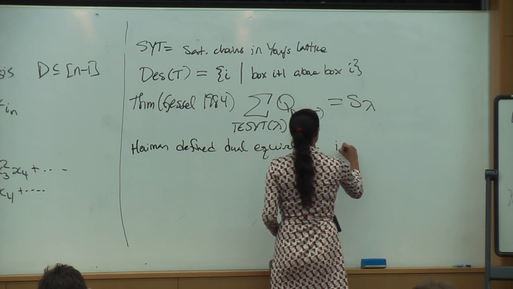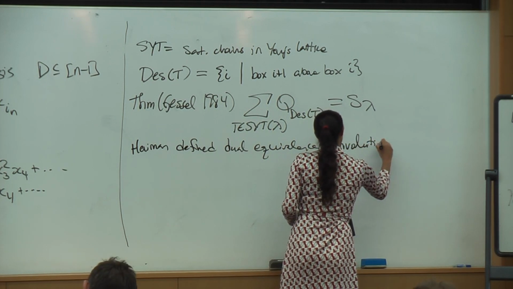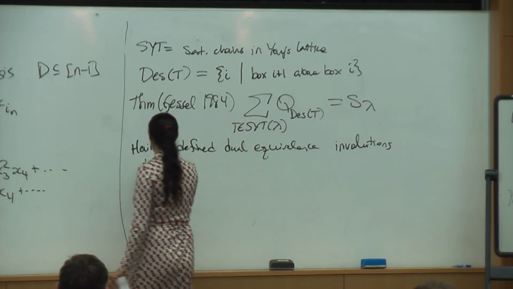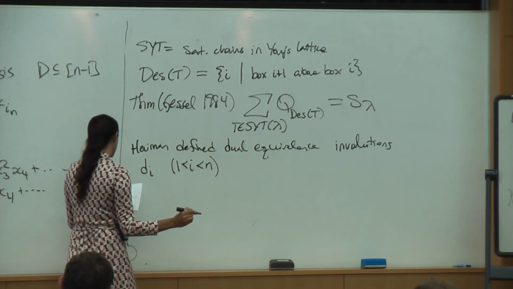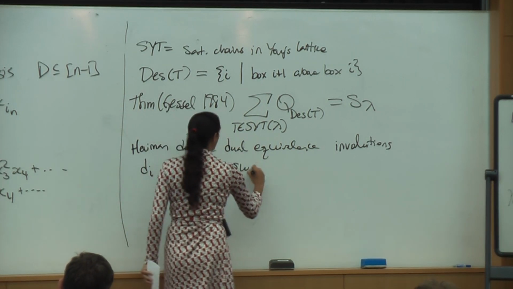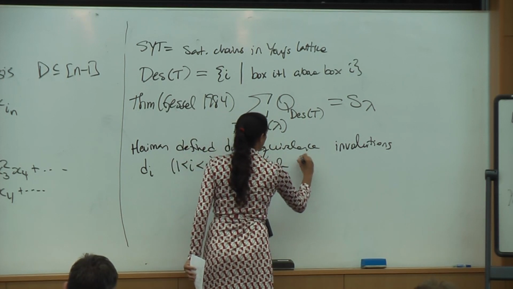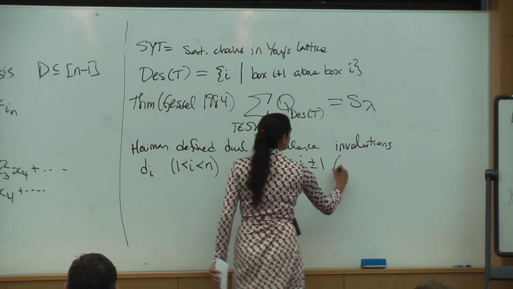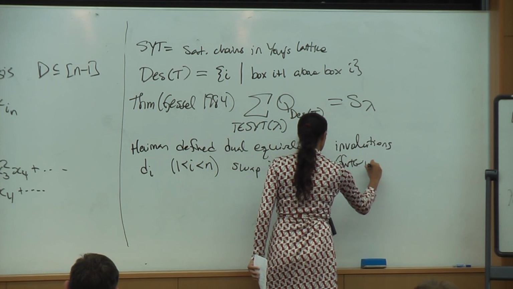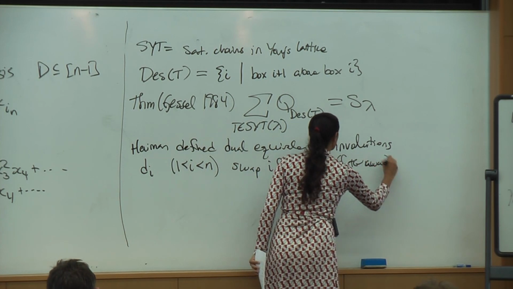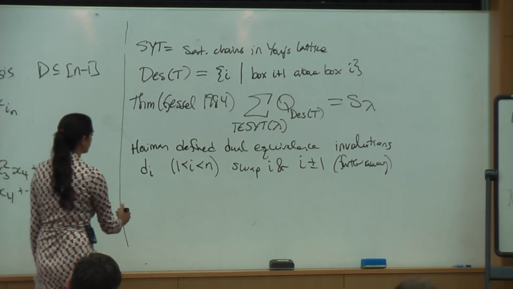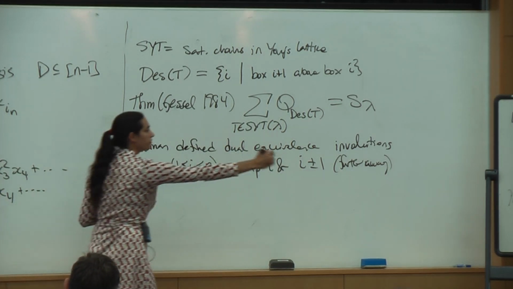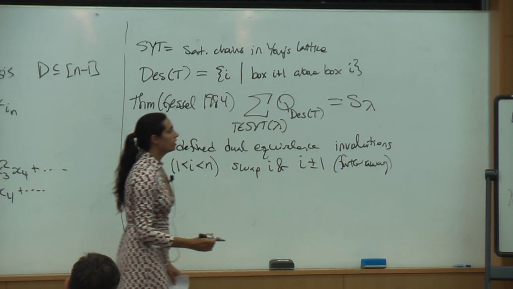So he defined dual equivalence involutions, which I'll call D sub i. Here, i is a number strictly between 1 and n. They swap i and i plus or minus 1, whichever one's further away. And what do I mean by further away? Well, in the reading word, the one that's farther away. So if you see, for example, 2, 1, 3, then you switch 2 and 3.